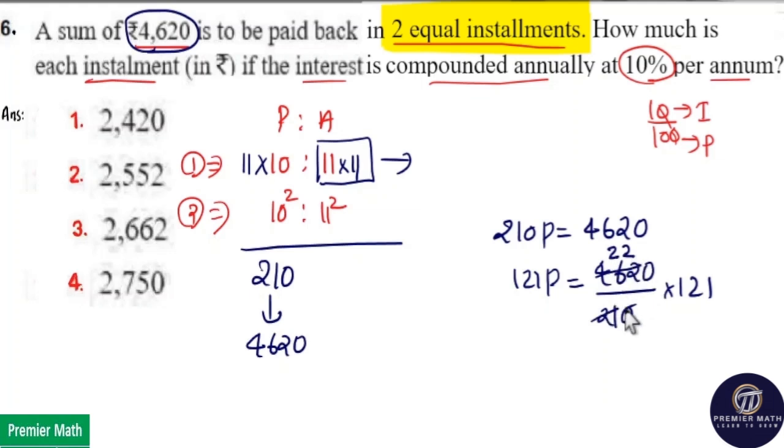Now 0 cancels, 22 into 121. 22 into 121 means 121 into 2 into 11, which means 242 into 11. 242 into 11 is equal to, when a number is multiplied with 11, write the unit digit 2, then 4 plus 2 is 6, 2 plus 4 is 6, write 2. So 2662. Your answer is 2662, option 3.